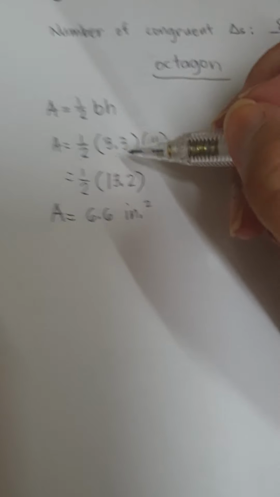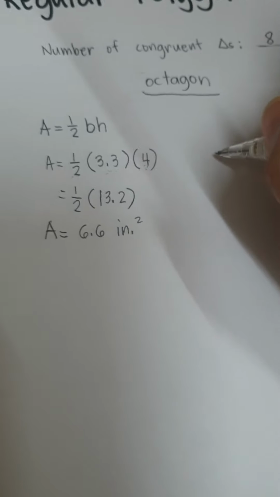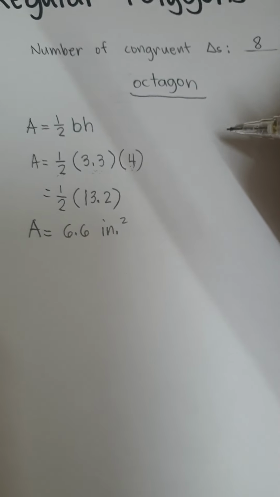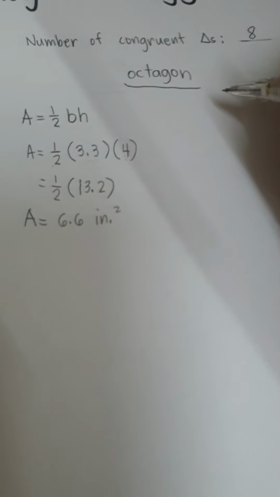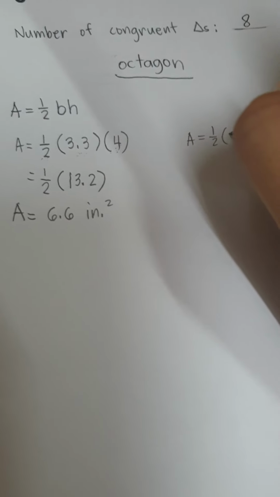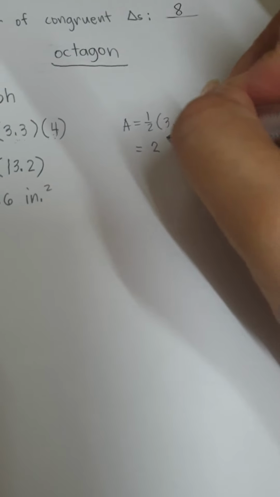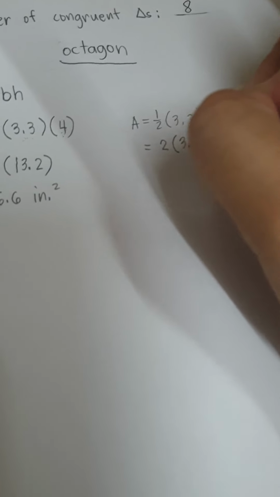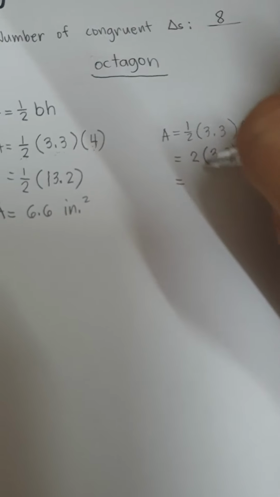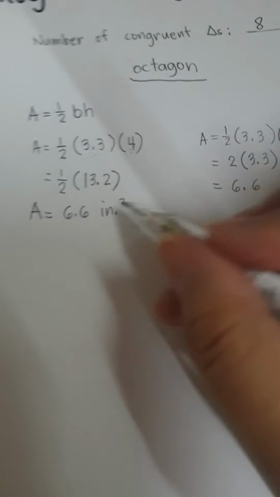Now, what if we use a different way? What if we find first half of 4? So, I'll just show it to you just in case you want to use that one, and I will show you that it will give you the same answer. So, it will be A is 1/2 times 3.3 times 4. So, if we find half of 4 first, that will give us 2. And 2 will be multiplied by 3.3. And as you can see, 2 times 3.3 will still give us 6.6, which is the same as this one.